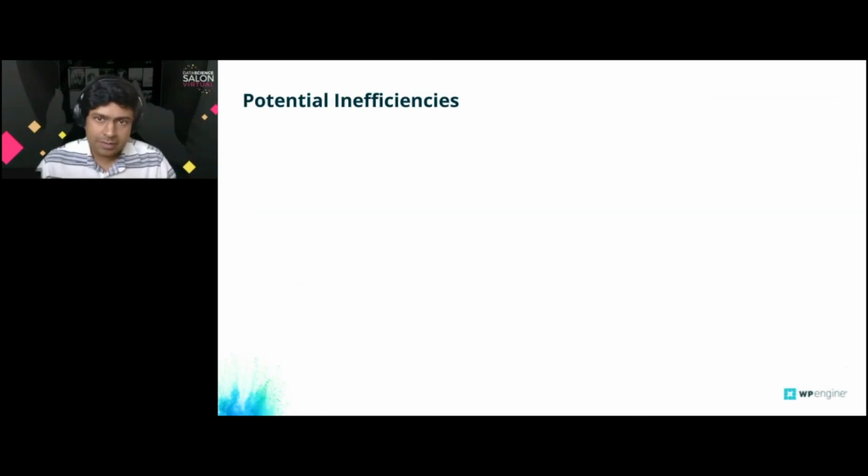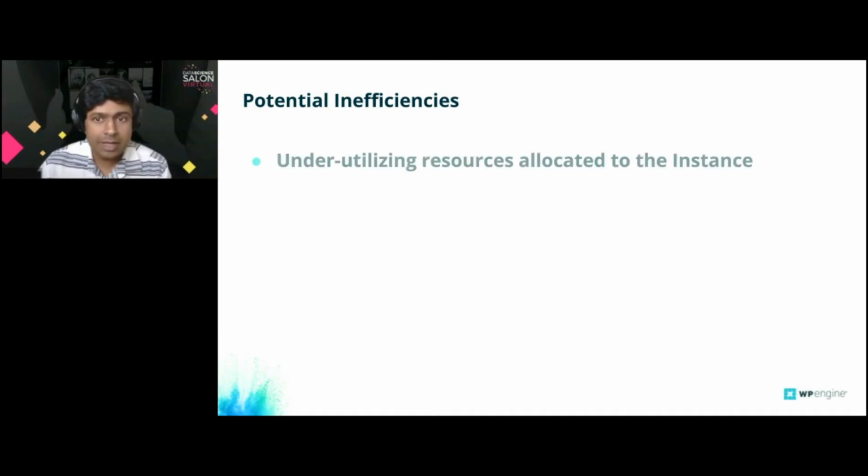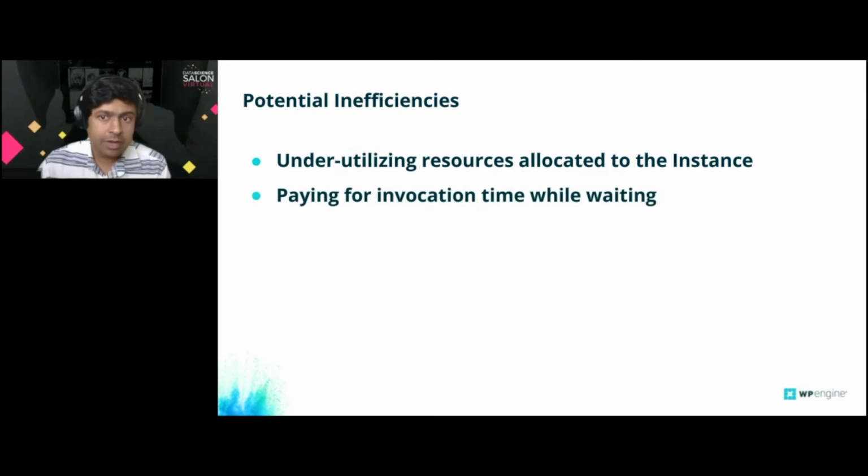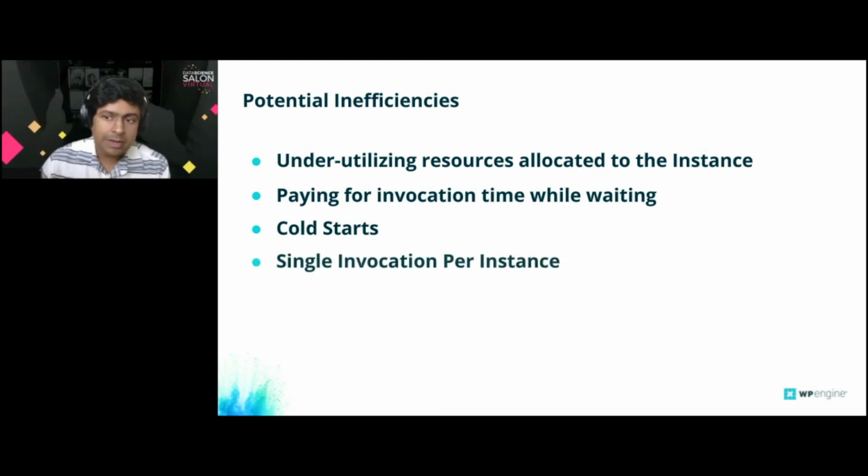So as we see, these 3 factors combined can be the cause of higher than expected bills. We have to allocate more resources than we need to avoid the instance getting killed. But we have to pay for invocation time while we're waiting on external dependencies. And then we also have the problem of cold starts, which can have slow execution time and can be expensive. So all of these factors really boil down to the same root cause, which is the limitation of a single invocation per instance.